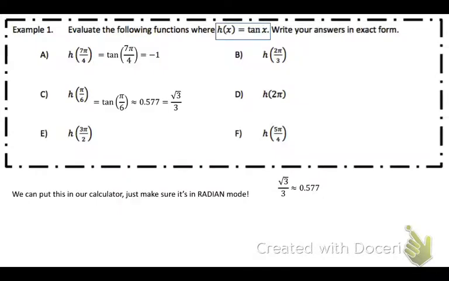Okay, 3 pi/2, that's tangent of 3 pi/2. When you put that in, you get an error. If you get an error, that means it's undefined. Okay, we're going to save B, D, and F for class just so that we can go over that again.